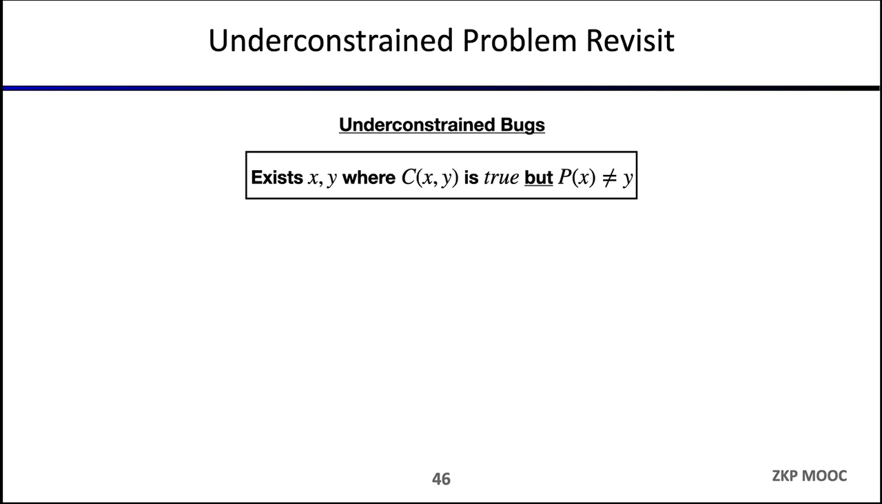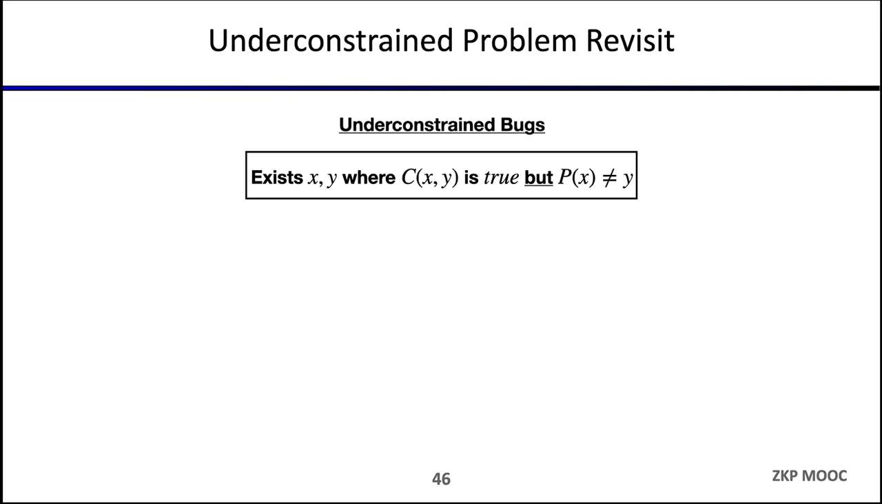So before we state the solutions, I would like to revisit the under-constrained problems formally, as I mentioned in the earlier sections of the previous slide. Let's say we have a circuit that contains two parts: the witness computation P as well as the constraint system C. Both of them take X as the input and Y as the output. An under-constraint bug happens if we have a pair X, Y such that X, Y satisfy the constraint system C. However, they are not a valid pair for program P.